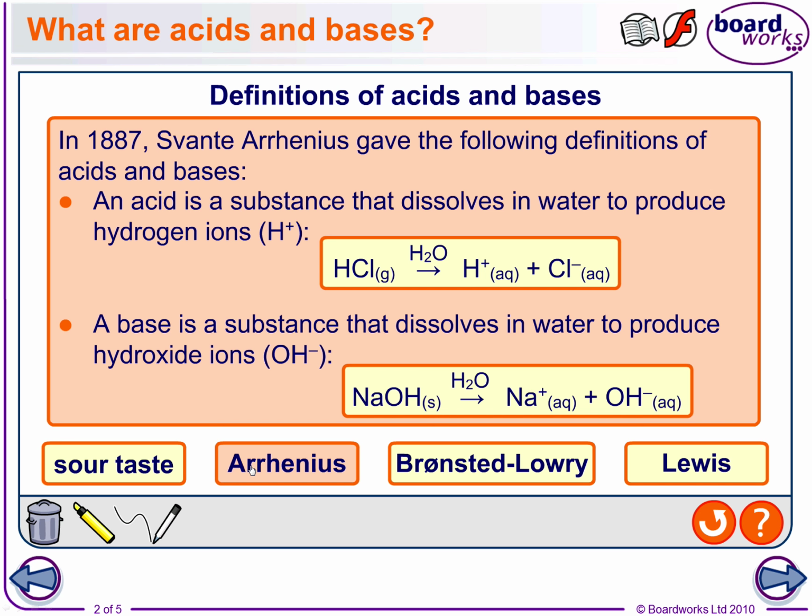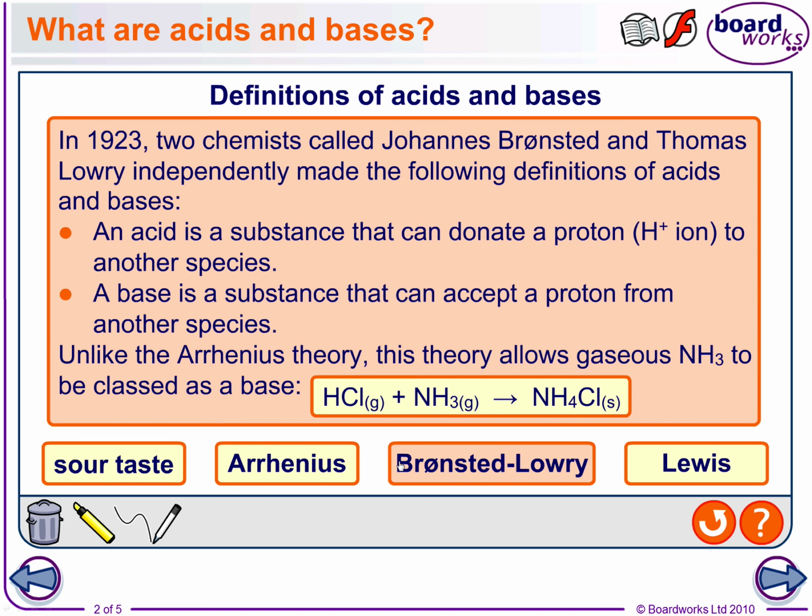Arrhenius was the first guy to come up with a real textbook definition, and he suggested that acids generally produce H plus ions, bases generally produce OH minus ions. This was developed further by Bronsted and Lowry, who were working independently, and they defined an acid as a proton donor, a base as a proton acceptor.